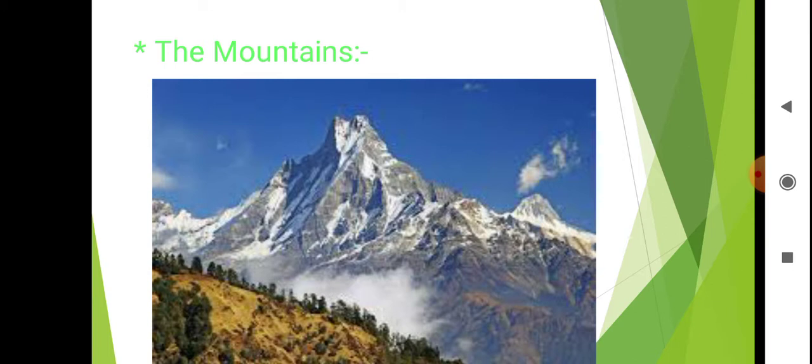Understood? Mountains are found in many parts of the world. Can you name some of the mountains and give their location?